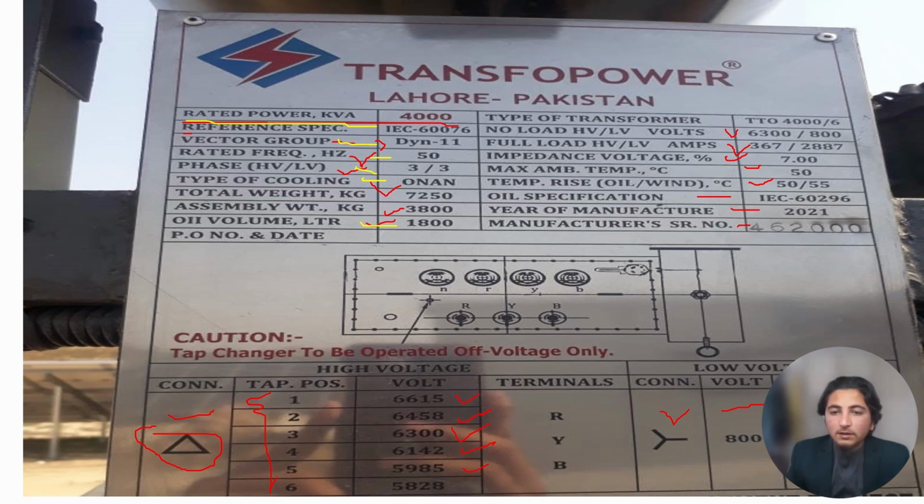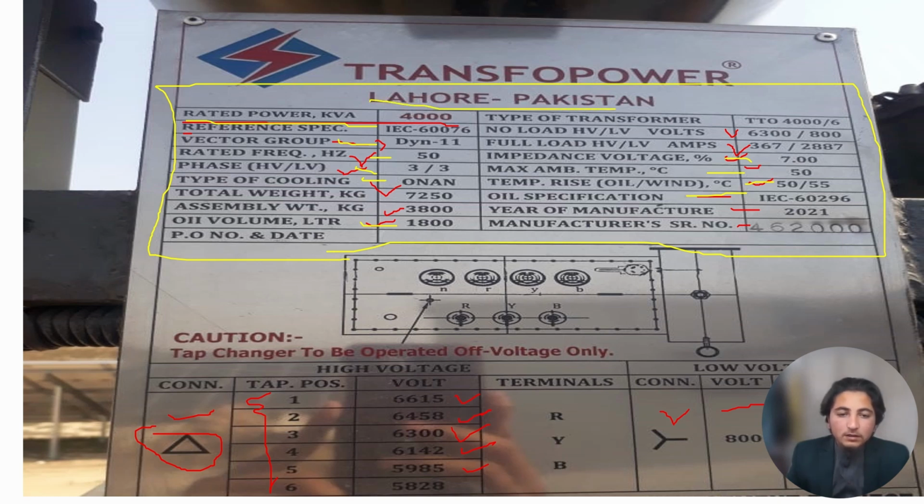The impedance voltage percentage is 7%, and the maximum temperature of the transformer is 50. The temperature rise, oil and air, is 50, and this is the oil specification of the transformer. So all these things we saw in the previous slide, what the factors are, and now we see them on the real nameplate of a transformer from Lahore, Pakistan.